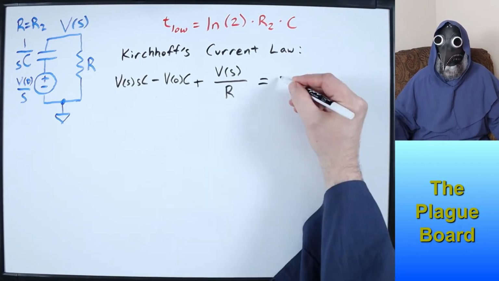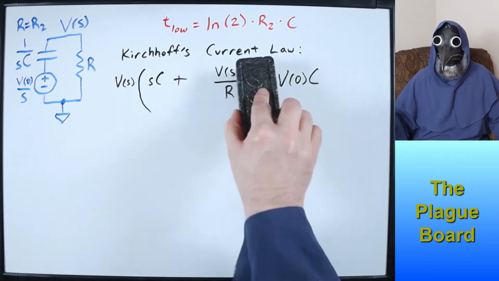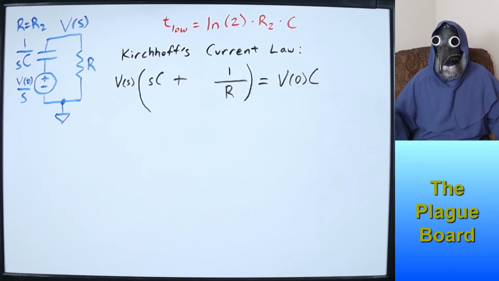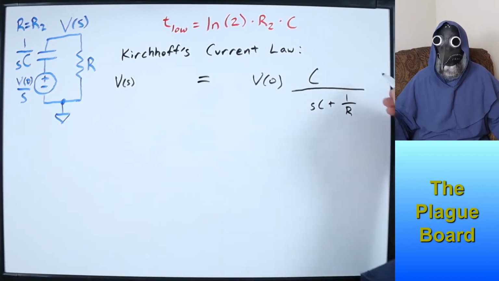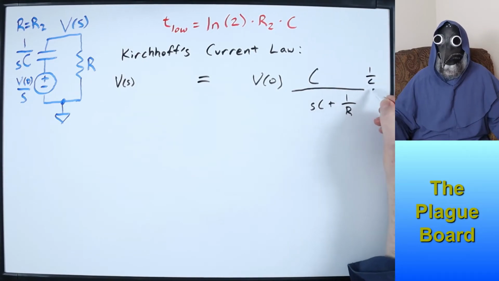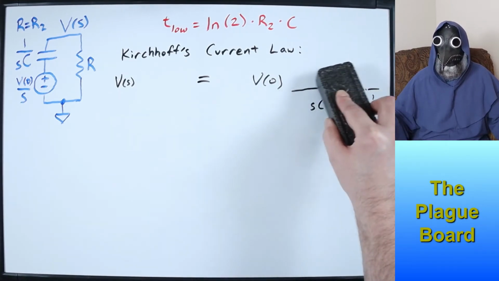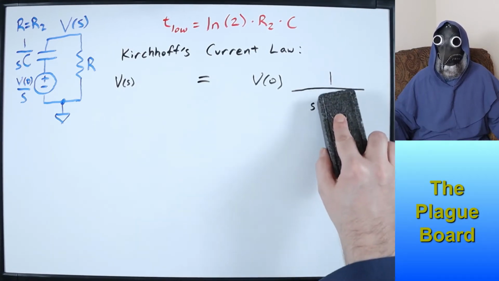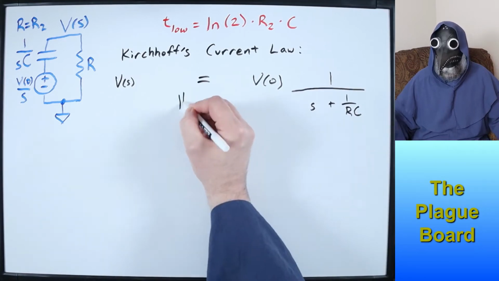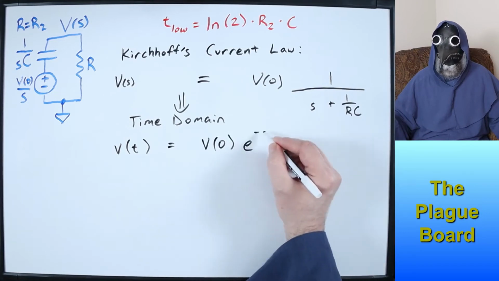Now I'll add V of 0 times C to each side of the equation. Let's factor out V of S. Now I'll divide each side by SC plus 1 over R. I'll multiply the numerator and denominator on the right side by 1 over C, which will be the same as multiplying by 1. This will turn the numerator into 1 and the denominator into S plus 1 over RC. Now, in the time domain, this becomes V of t equals V of 0 times e to the negative t over RC.